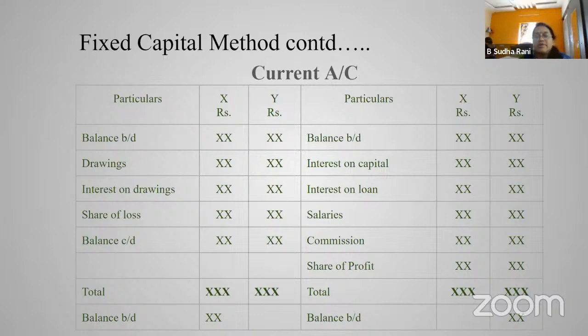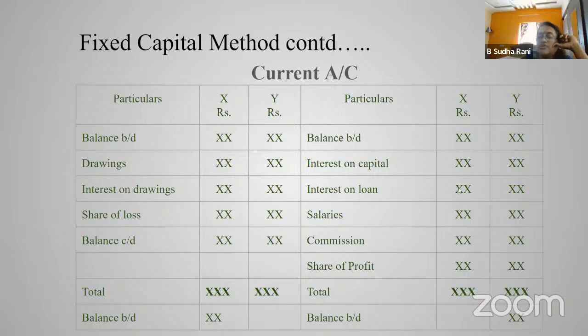Next, we will write interest on capital. Whatever we did under the capital account of partners while doing the P&L appropriations, all those, see here: interest on capital, salaries, commission, share of profit, all this. Interest on loan, this one we didn't get, but in the pro forma it is there. If any partner has given a loan, and the partner is receiving interest on that loan, that will also be taken.